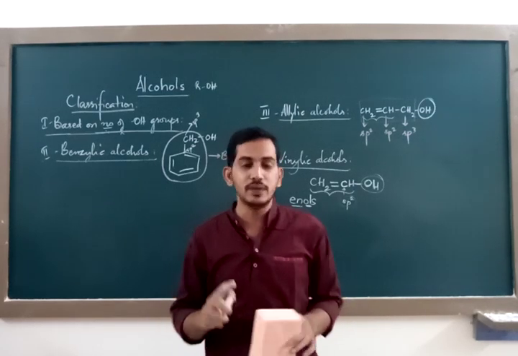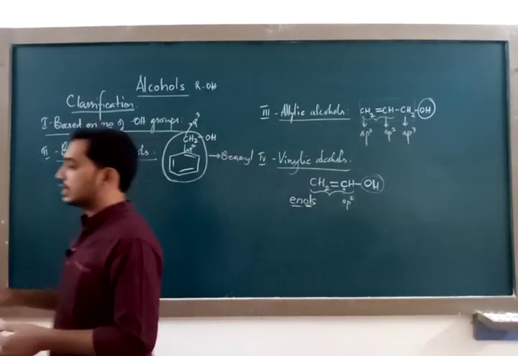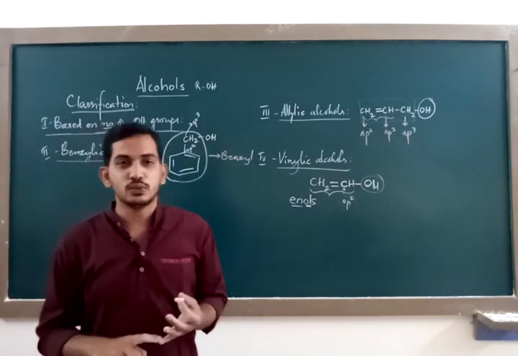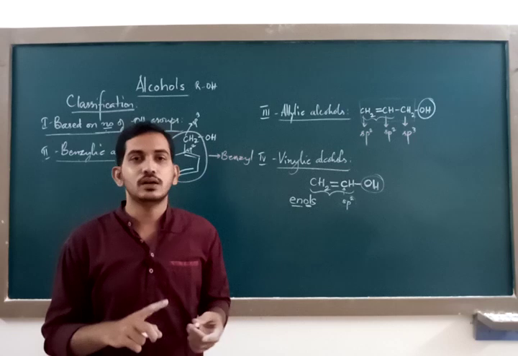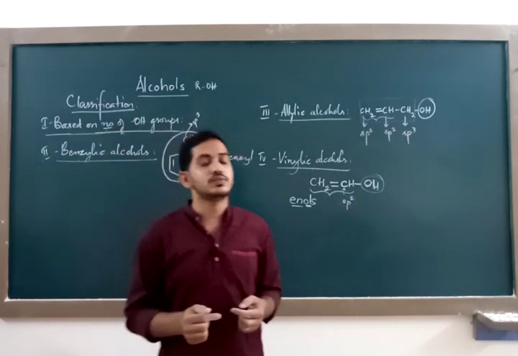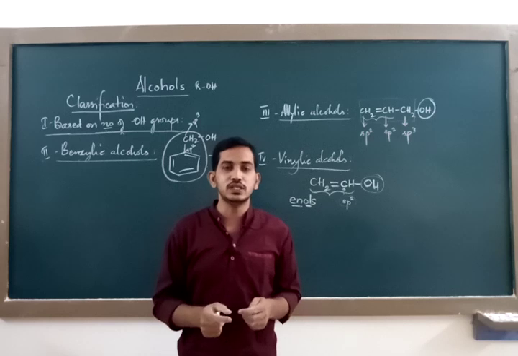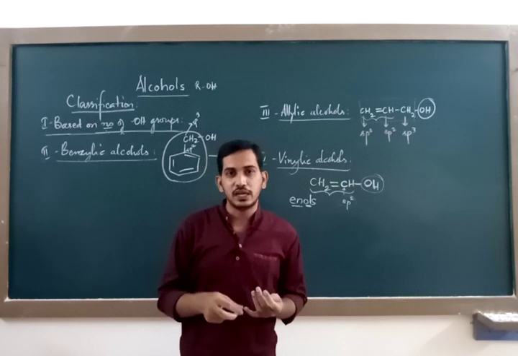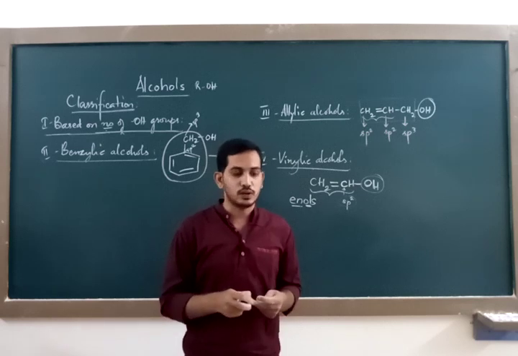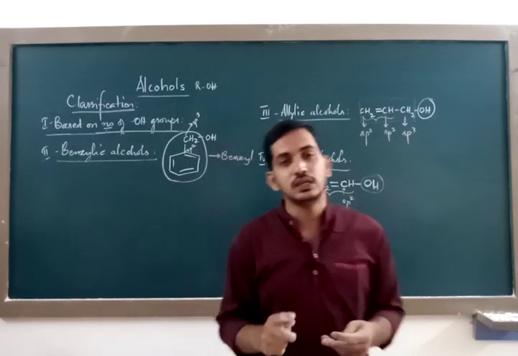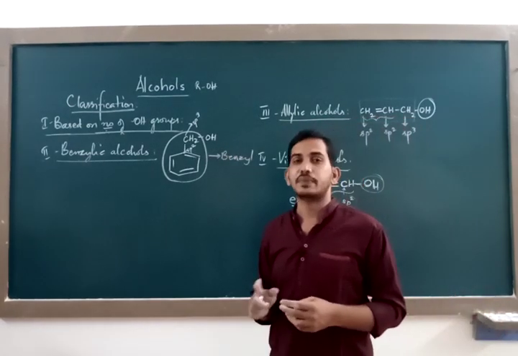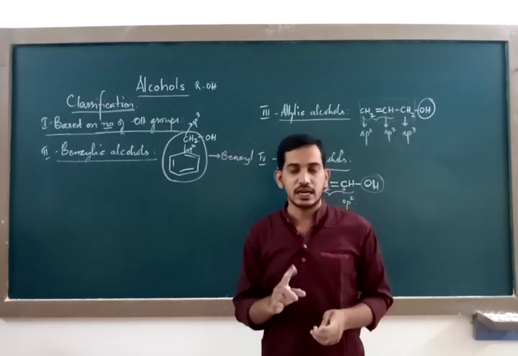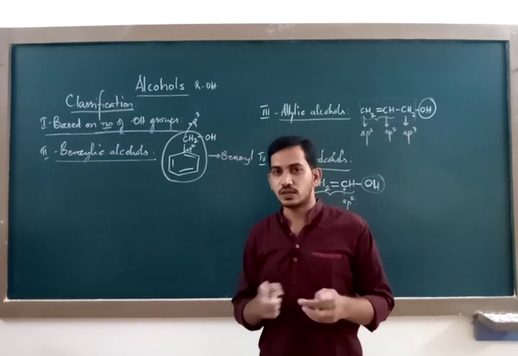But for the time being, what you should remember is that alcohol classification is done in 4 categories. The first category was based on the number of hydroxyl groups. You had monohydric, dihydric, trihydric and polyhydric. Further, monohydric alcohols were classified based on the nature of the carbon atom to which the hydroxyl group is attached. You had 3 categories: primary alcohols, secondary alcohols and tertiary alcohols. Primary alcohols are those in which the hydroxyl group is attached to a primary carbon. A primary carbon is that carbon which is not attached to any other carbon, or is attached to only a single carbon. Then we had secondary and tertiary alcohols on the same lines.